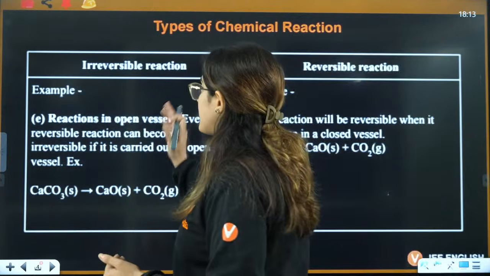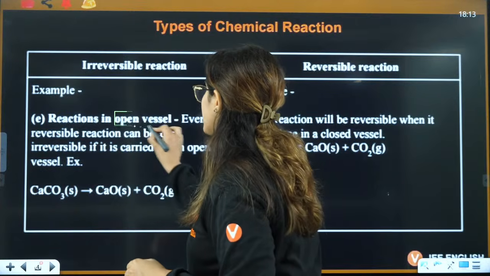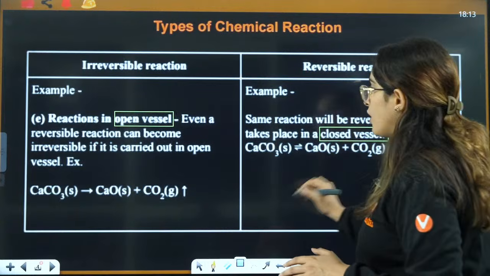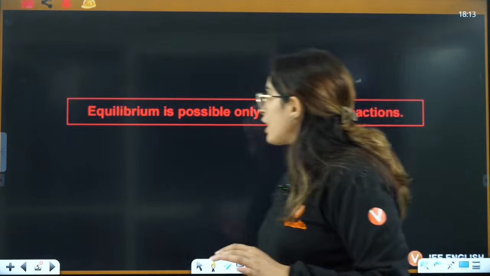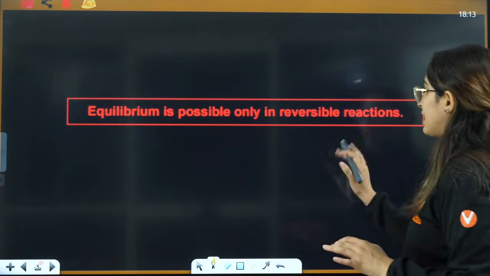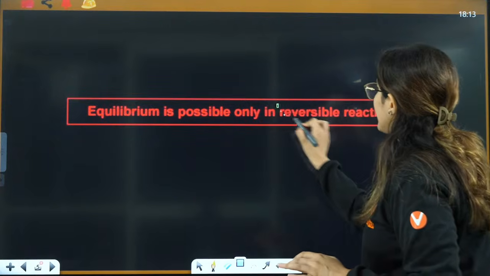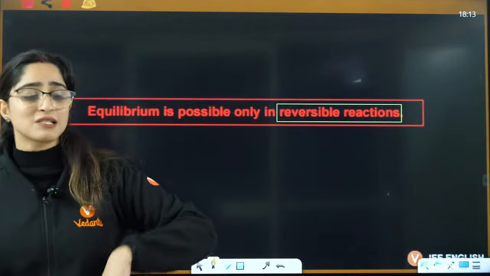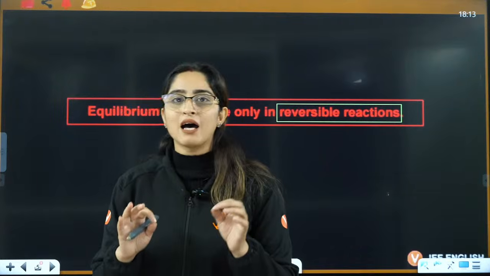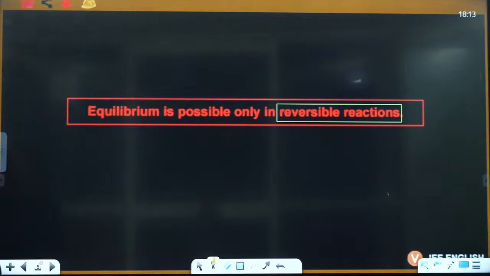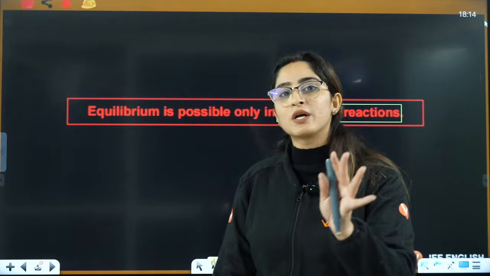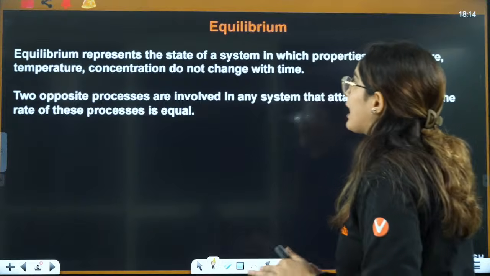So irreversible process reactions in the open vessel, these are irreversible, and the reactions in the closed vessel are reversible. Okay, these are all the examples. Now, if you see, equilibrium is only possible in the reversible processes. In the irreversible processes, equilibrium is not possible. So, all the reactions that you will see in equilibrium are showing reversible process. Okay, all the processes, guys, that you have here will be reversible. Irreversible processes are never going to show you any kind of equilibrium.